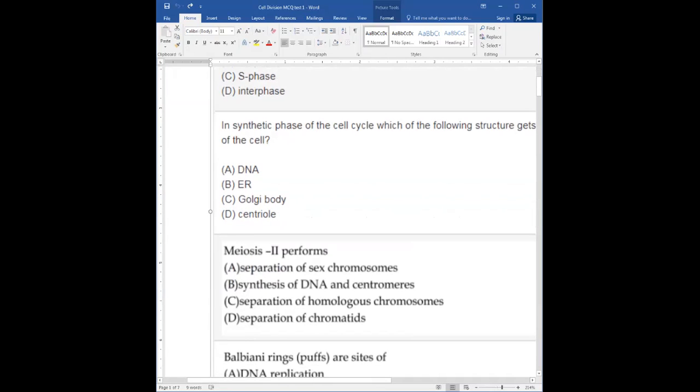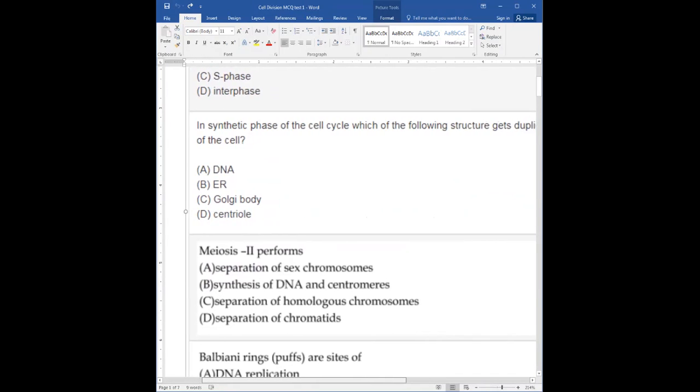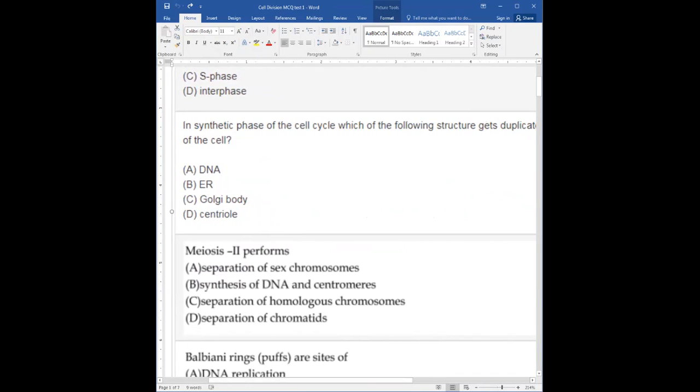Okay, next one. In the synthetic phase of the cell cycle, which of the following structures get duplicated? Yes, what do you think? Yes, it is going to be your DNA. Very nice, everybody. Very nice.